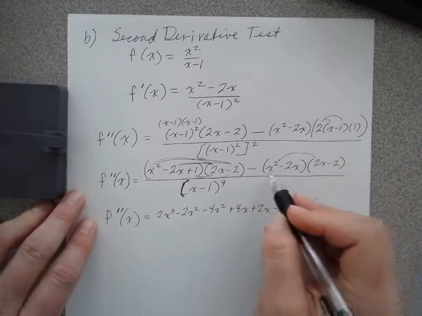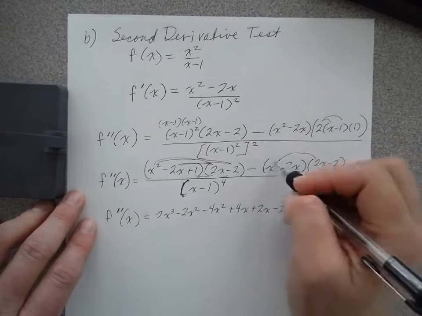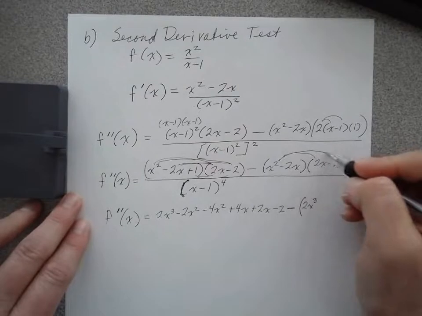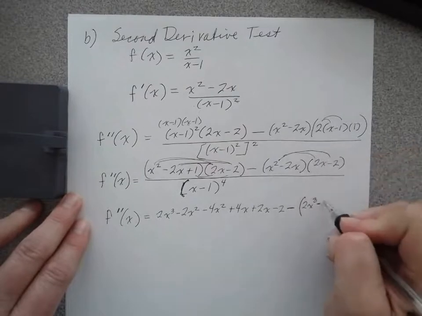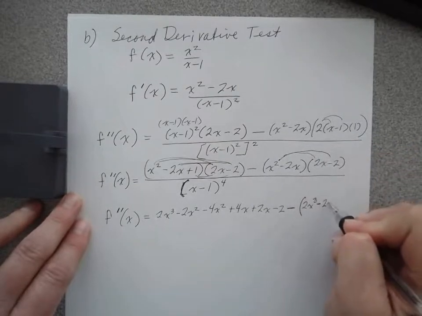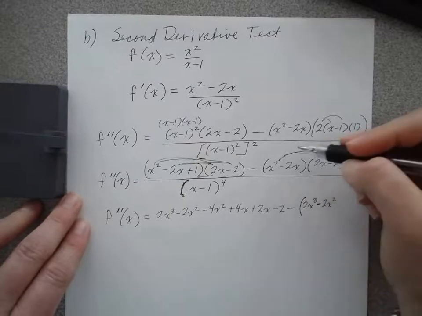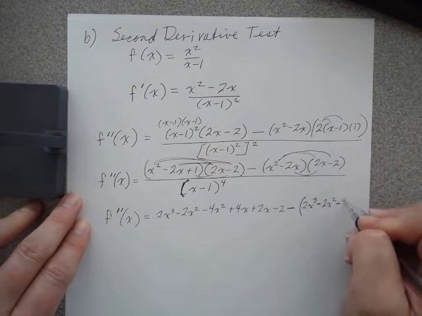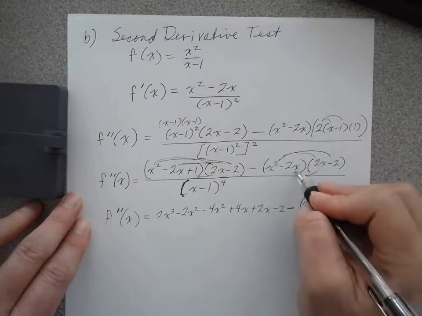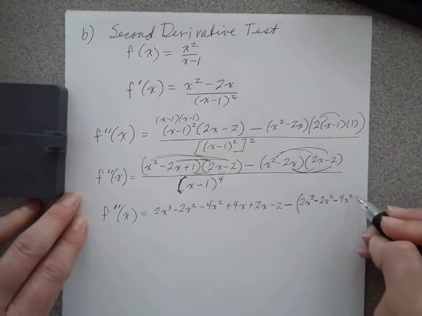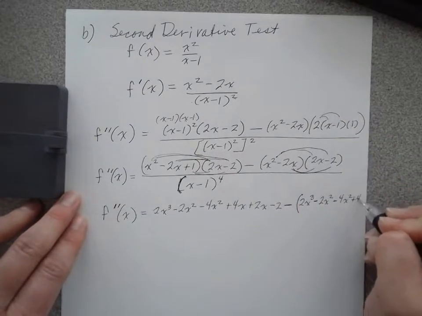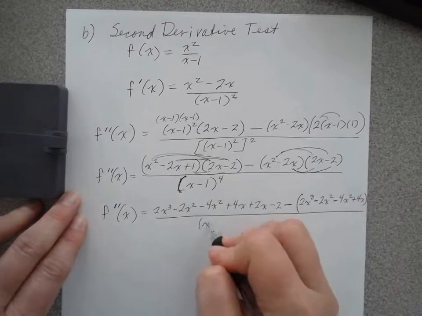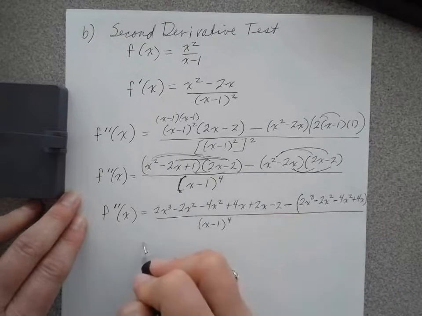We're going to leave the negative out in front to start with here. So x squared times 2x is 2x cubed. Then x squared times negative 2 is negative 2x squared, and then negative 2x times positive 2x is negative 4x squared, and then negative 2x times negative 2 is plus 4x. Good. All over x minus 1 to the 4th power.